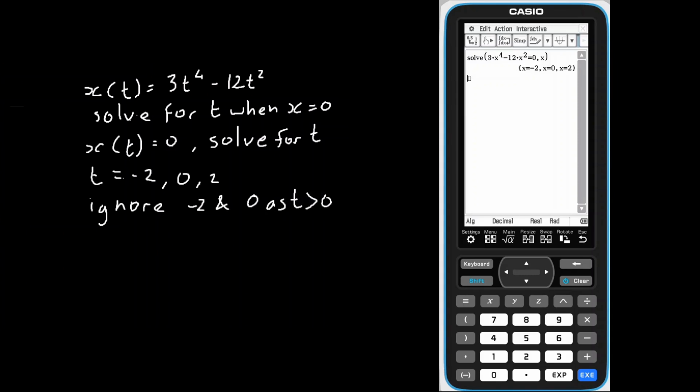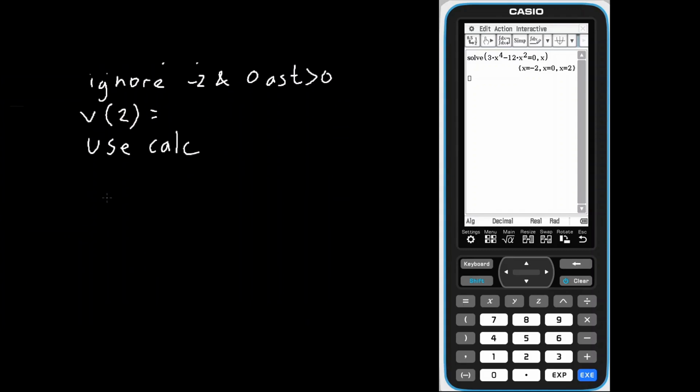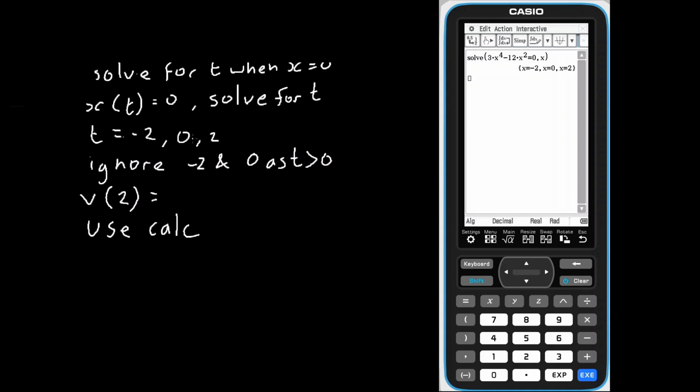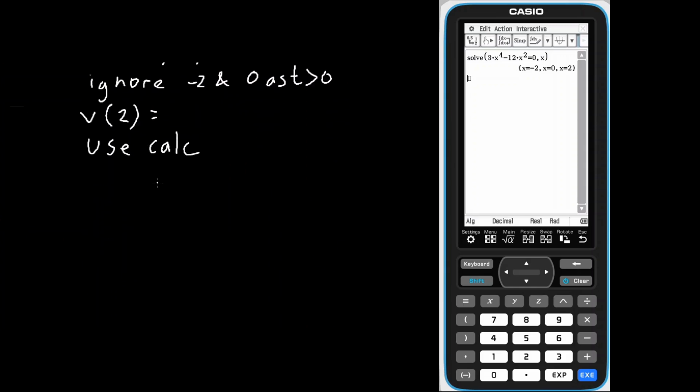The original question was asking to determine the velocity when the position is 0. So what we want to do is find the velocity at this point, and we're just going to use calc. It's 3 marks. I think 1 mark for getting all the answers of t, 1 mark for saying which t values to ignore, and then the last is the answer.